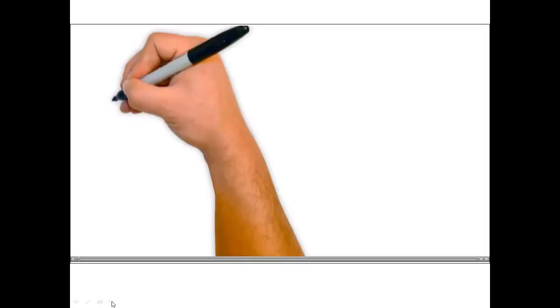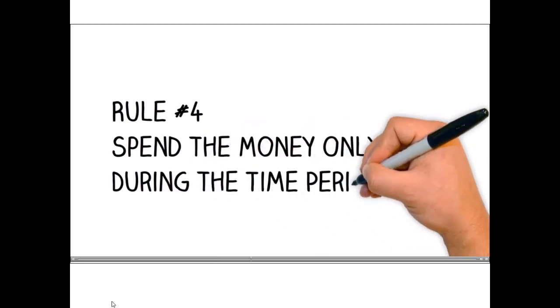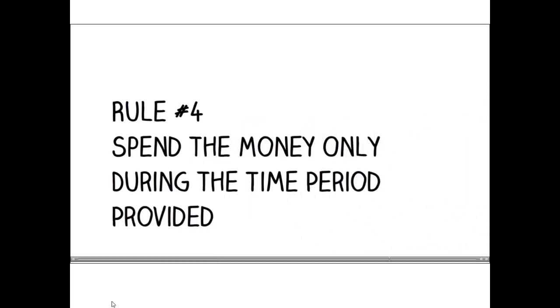In summary, rule number 3 tells us to be sure we spend federal money within the amounts established by Congress. Amount is a key principle of appropriations law. Rule number 4, spend the money only during the time period provided.